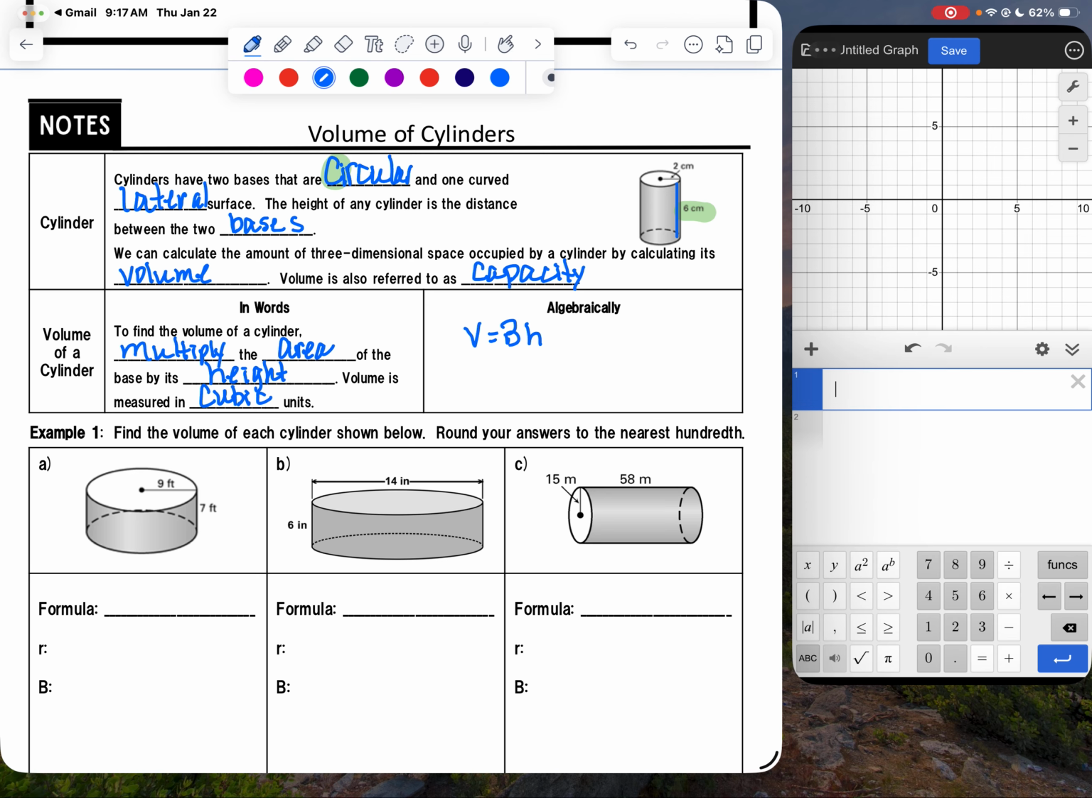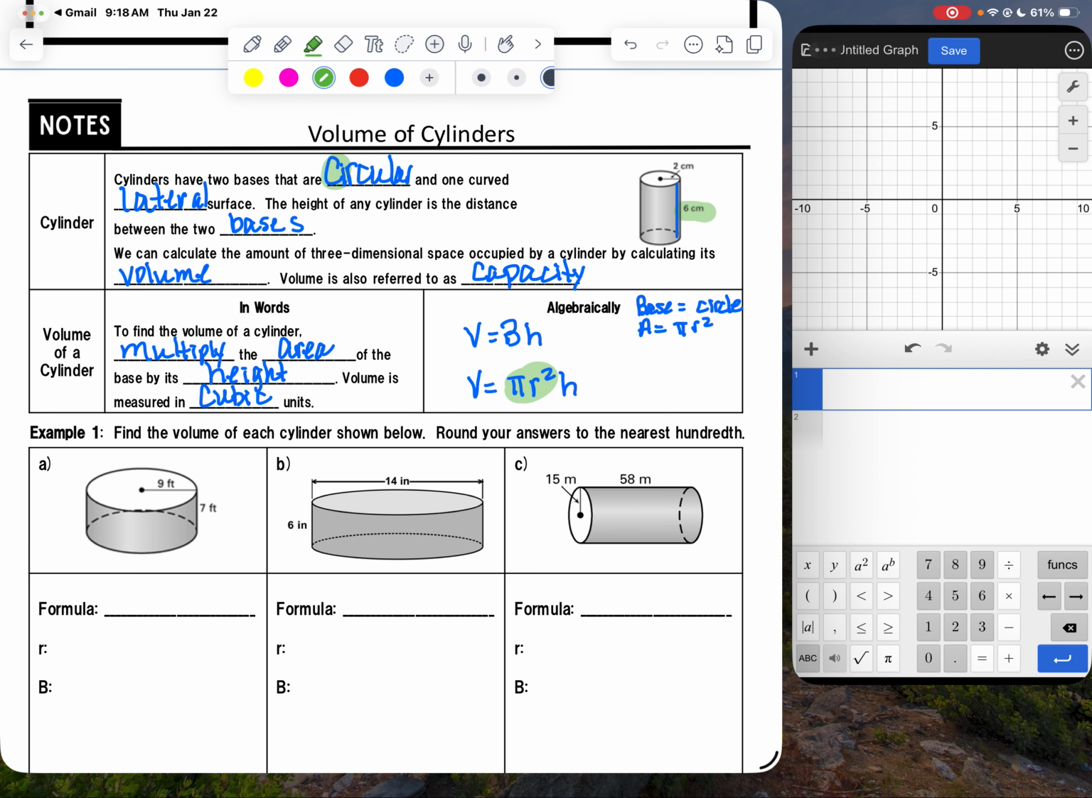Now, since the base is always a circle, the area of the base is calculated using this formula: area equals pi r squared. So another way we can write the volume of a cylinder would be volume equals pi r squared times h. That's your area of the base times the height. So this portion is your area of your base.